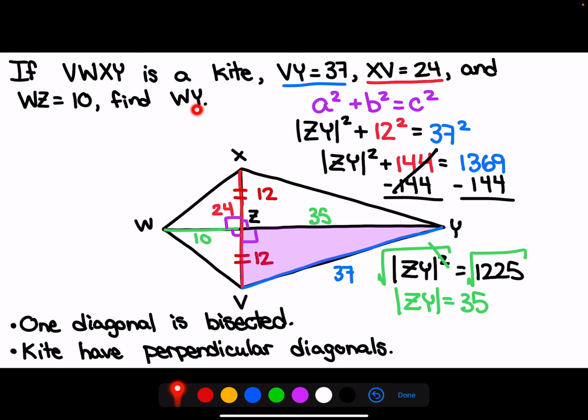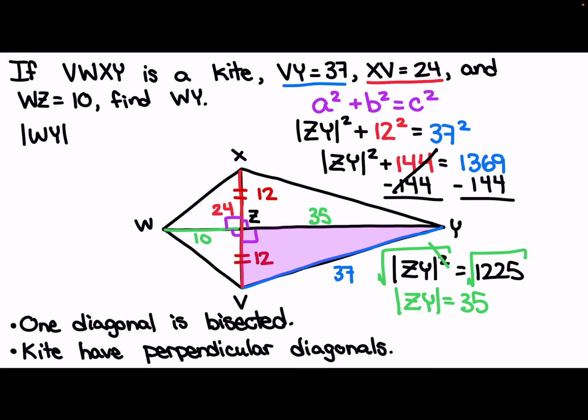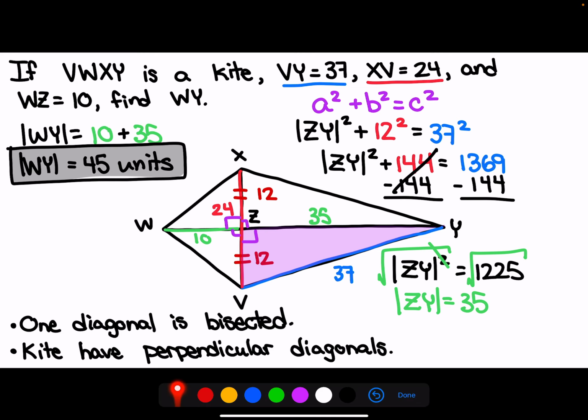Lastly, we're looking for WY. So I want to start at W, go all the way to Y. So I'm just going to go ahead and use segment addition. So WY is equal to WZ plus ZY, which is 10 plus 35. So WY is equal to 45 total units.